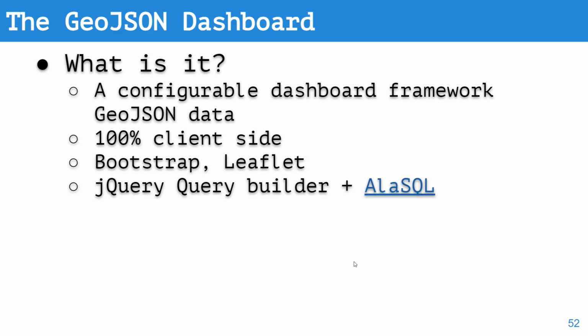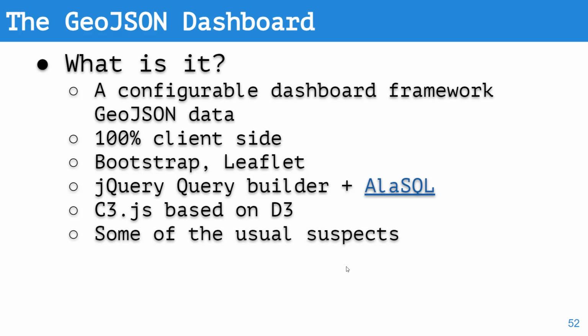jQuery QueryBuilder, and this SQL-like piece is very interesting. It gives you an SQL-style way to do queries on the front side. And it's C3 based, which is also based on D3. So C3 is like the charting component part out of D3. So you've got some of the usual suspects up there: Bootstrap, Leaflet, jQuery, D3 again. And that SQL-like thing, like I said, looked really good.